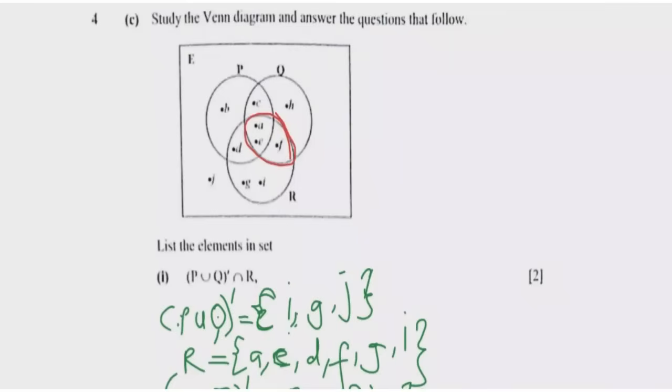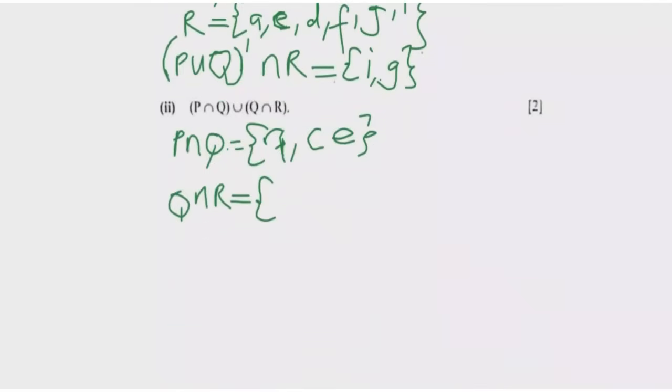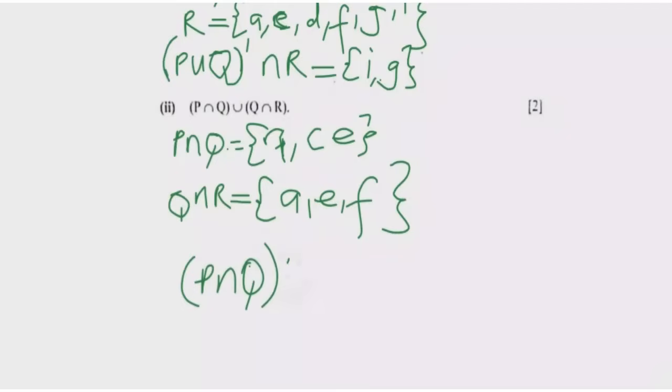So now we have got AEF. So we can record that as well. Those are the members of Q intersection R. Okay, now the actual question is asking us to list the members of P intersection Q union Q intersection R. So we need to list the members of those.